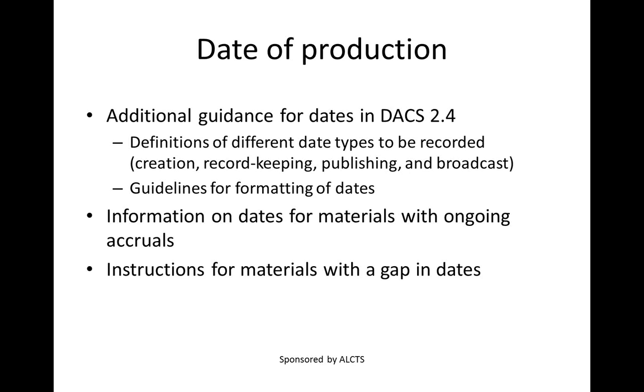Turning now to DACS, section 2.4 of those rules again provides additional guidance for catalogers on how dates should be applied for archival aggregates. This includes a broadening of the definition of dates to include not just the date of the creation of materials, but record-keeping, publication, and broadcast dates. DACS also provides more specific information on how to record dates, specifying the format for single years or a single date entry, providing specific guidance for materials that have ongoing accruals, and for recording dates for materials that might have a gap where recording an inclusive date span might be somewhat deceiving for a researcher.